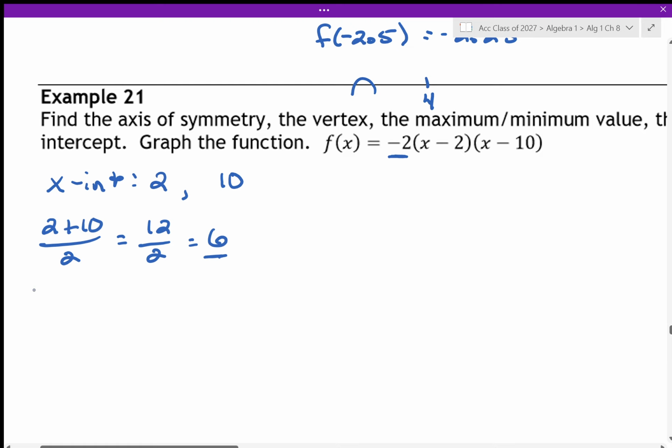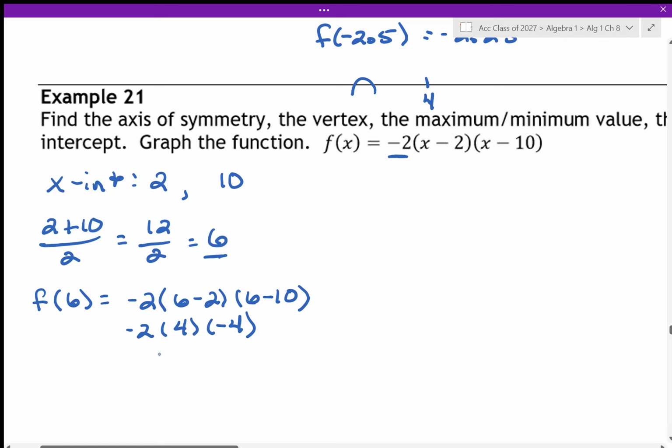And then I plug in the 6, and that gives me -2 times 6 minus 2, 6 minus 10, -2 times 4 times -4. And what's that going to be? +32. F of 6 is +32. So my vertex is at 6, 32.